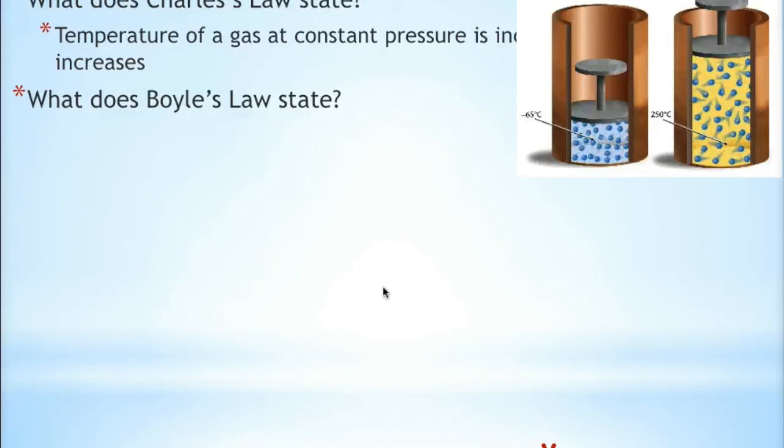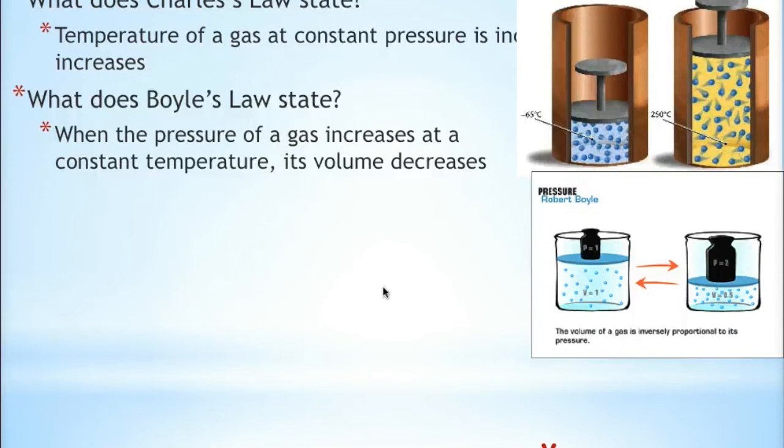What does Boyle's law state? When the pressure of a gas increases at a constant temperature, its volume decreases. So you can see here as we go through, the volume of a gas is inversely proportional to its pressure. So you can see the opposites here. Again, you can think back, we spent quite a few days here on our gas laws.